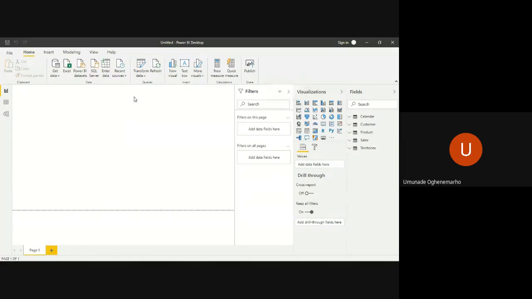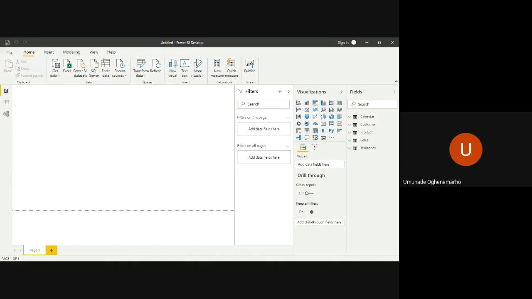Now we have our cards. So this is a card. The basic use of a card in Power BI is just to display a single data item or a single piece of information. So that's basically how a card works.